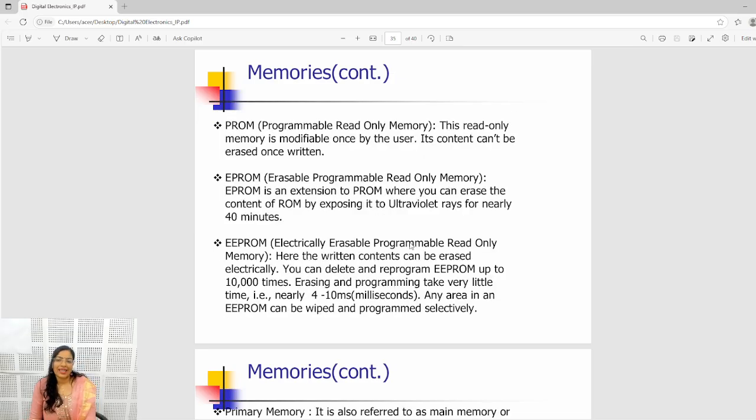We come to the next classification of memory, which is programmable read-only memory, PROM. This read-only memory is modifiable only once by the user. Its content can't be erased once written. So there's no option of erasing the memory once the contents are written. So we came on to the next advancement. What is the drawback of this? That you can't erase what is once written.